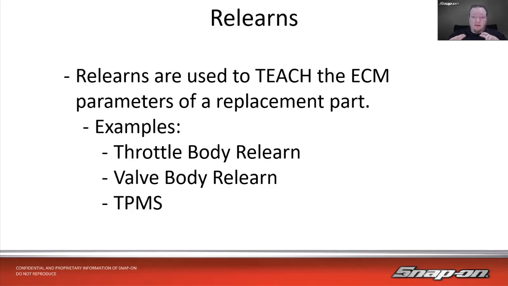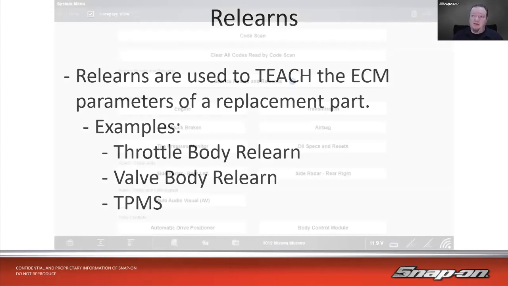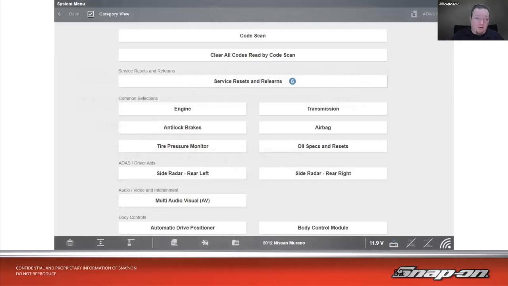So the vehicle needs to learn, okay, when I say I want to go to 100%, where is that in space, right? Or a valve body relearn. I do some solenoids, or I do some work on the valve body or on the transmission. I might have to relearn the solenoids. TPMS is another example of that. I rotate the tires. I need to teach the vehicle what corner that tire is on when I do it, even just a simple tire rotation. So that would be considered a functional test as well.